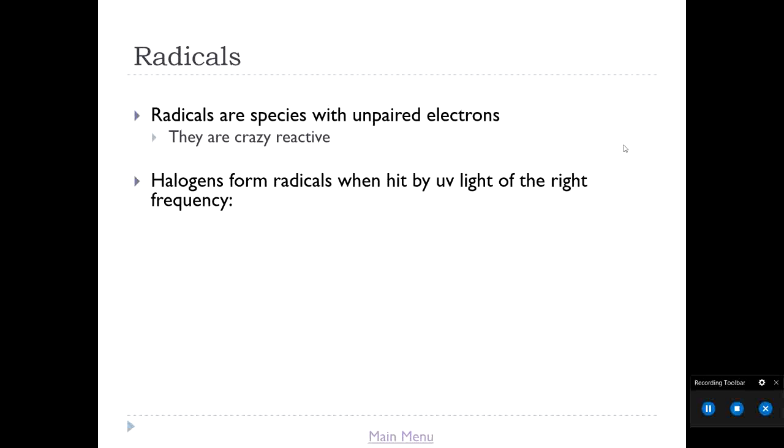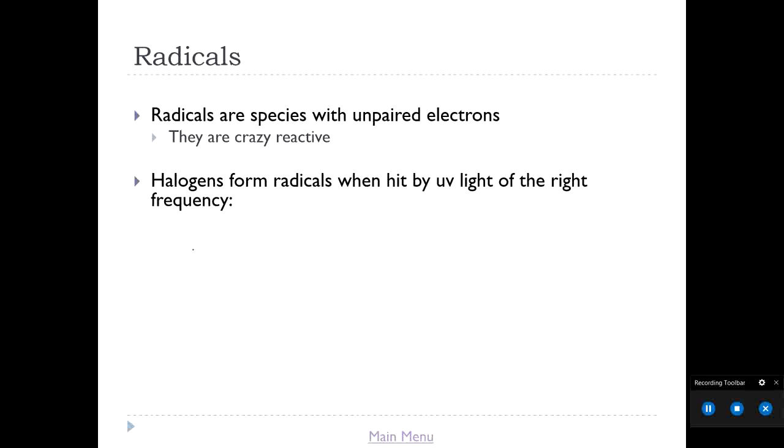So radicals, being so reactive, literally react with anything they can come in contact with. They react with our DNA, causing mutations. Radicals are what reacts with ozone, causing the depletion of the ozone layer. Anything they can get that electron to bond with, they will go to it. Halogens form radicals when hit by UV light of the right frequency.